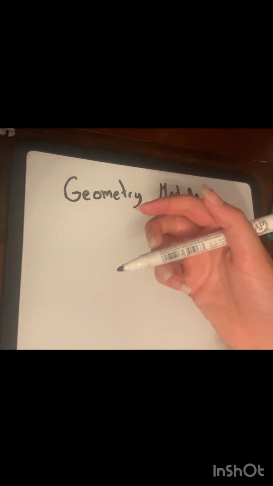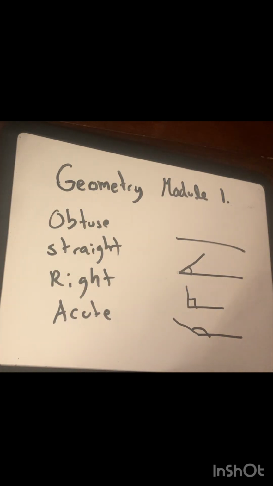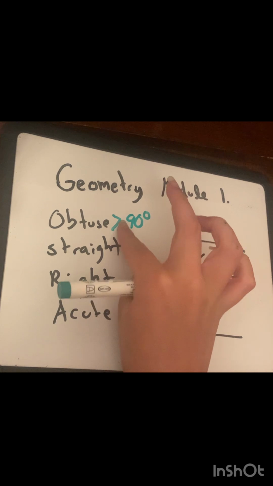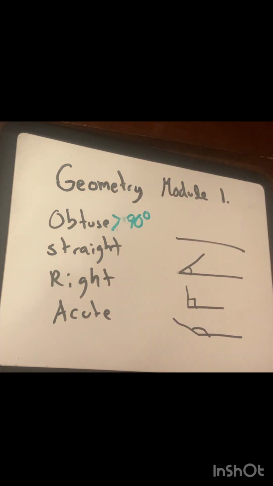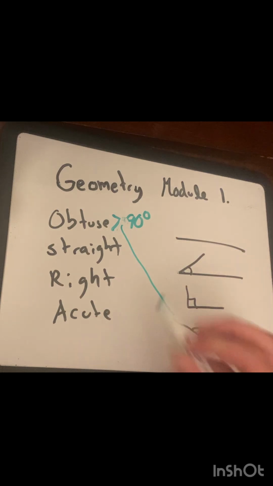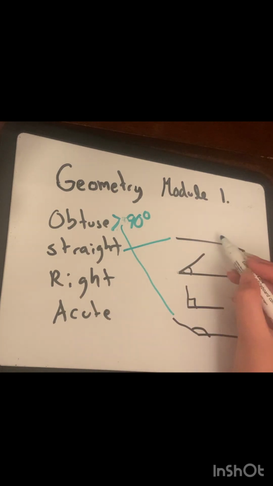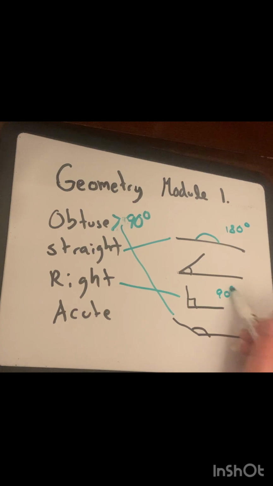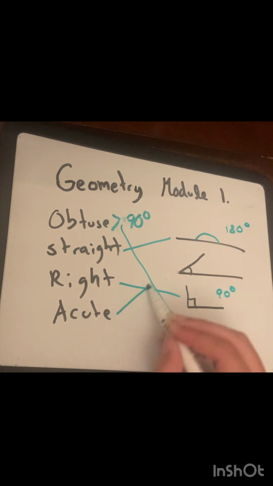And the last thing I'm going to show you guys now is very simple. Okay, so I'm going to show you guys how to classify angles by connecting the lines. So what is an obtuse angle? That's an angle that's greater than 90 degrees. Not equal to, sorry. Greater than 90 degrees. That would be this one. Straight is 180 degrees. So it has to be 180 degrees. Right angle is 90 degrees. And acute angle is less than 90 degrees.